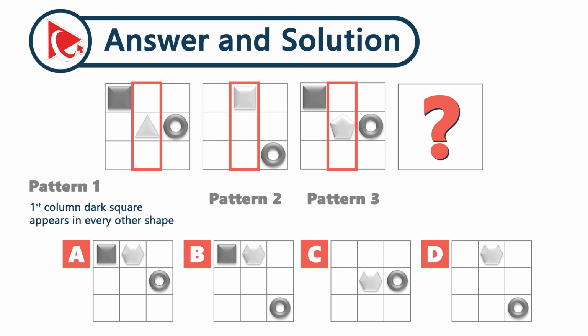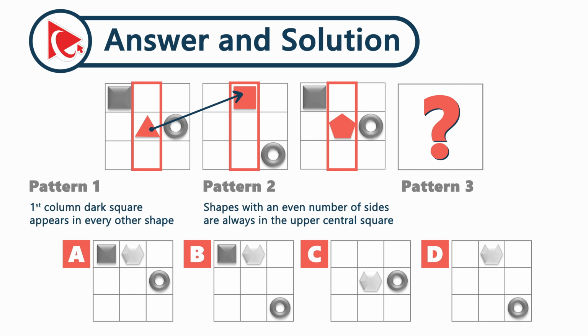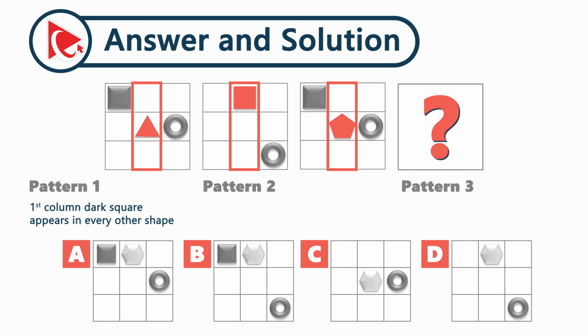In the first object, we see a triangle, then we see a square, and then in the third object, we see a pentagon. What's interesting about this pattern is that the shapes move from the middle row to the upper row and then back to the middle row. On top of that, the number of sides in each shape increases. Triangle has 3 sides, square has 4 sides, and pentagon has 5 sides.